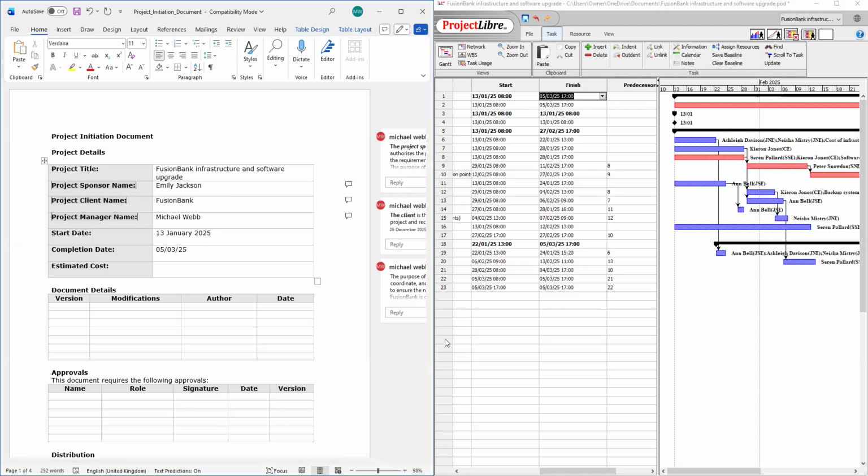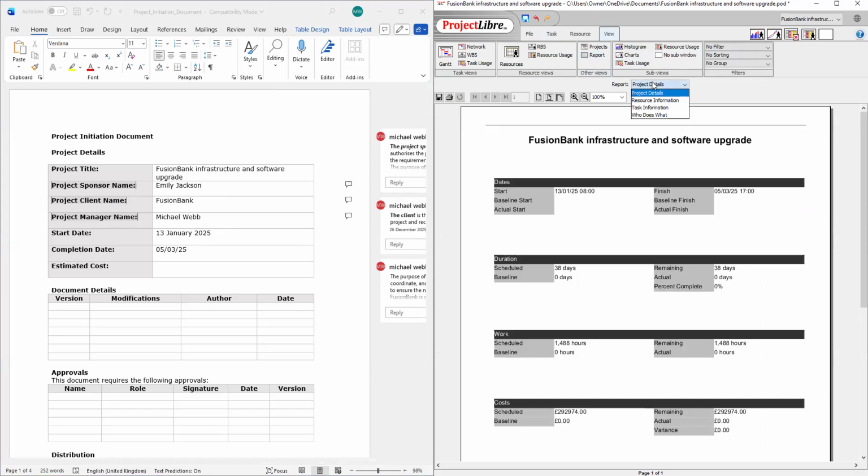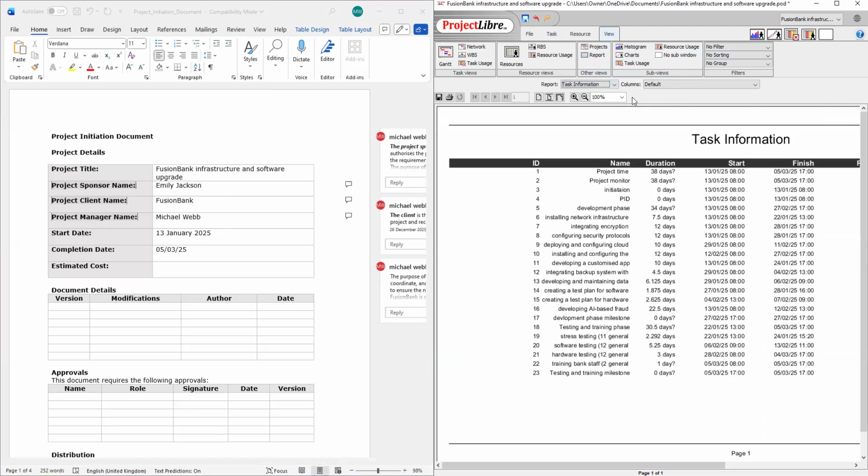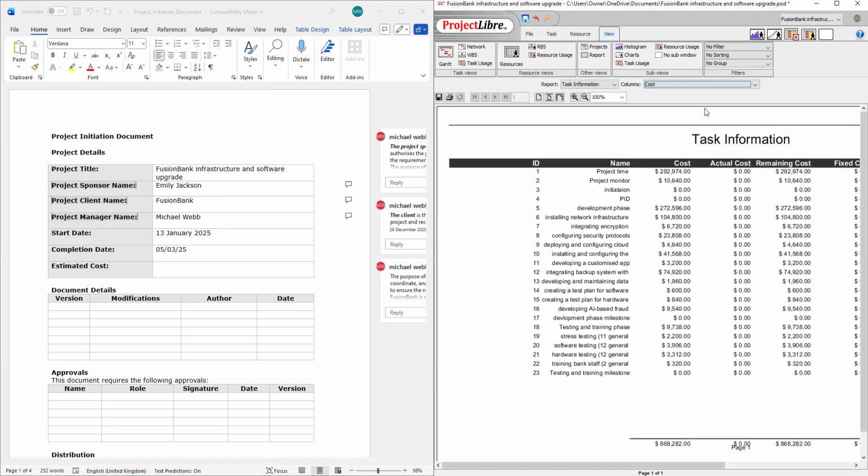What's my cost? I've already established my cost. So all I'm going to do now is go to view, and I'm going to open the report, go to task information, and then go to cost. And this is my cost, my estimated cost based on what I've done on my Gantt chart.